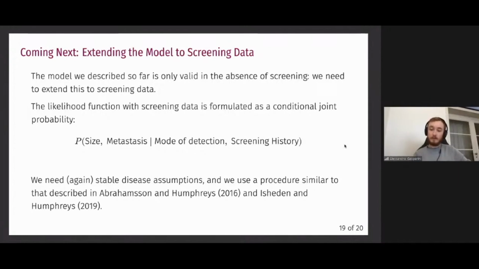We actually have a paper that is almost ready, so we're almost done doing all of this, and we hope to have a preprint out soon that describes the full model. But the cool thing is that then we can, again, get predictions not only conditional on size, but also conditional on mode of detection, screening history, and all of that. And that's quite nice, I would say.